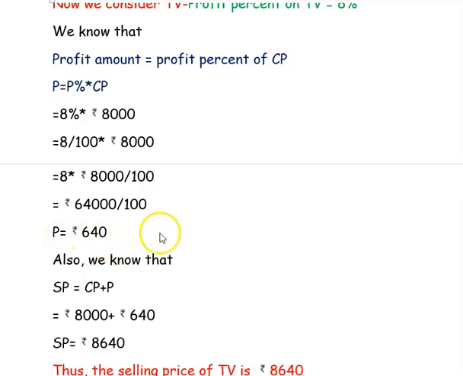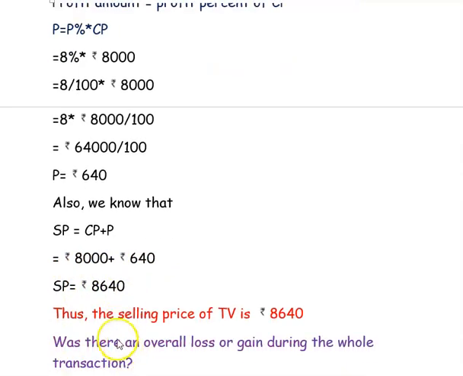Now we want to find the selling price of the TV. Okay, so we know that selling price equals cost price plus profit. Since it's a profit, we want to add it to the cost price. So the cost price is 8,000 plus profit of rupees 640. So the selling price of the TV is rupees 8,640.